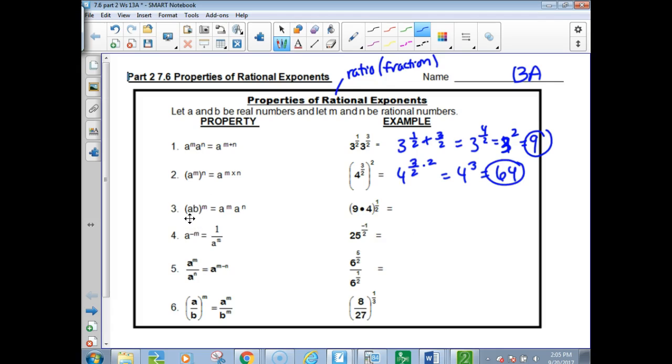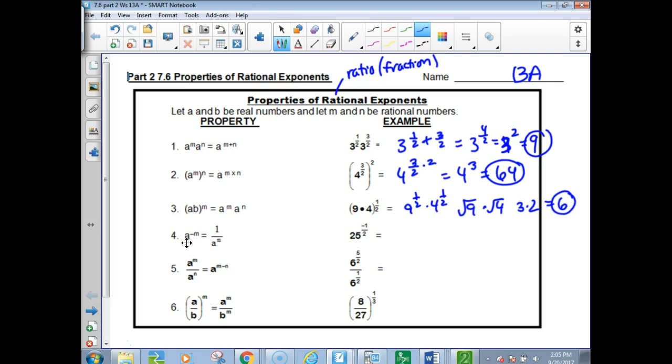The third rule is we have a product raised to a power. You apply the power to both terms within. So if I have 9 times 4 to the 1/2, I do 9 to the 1/2 times 4 to the 1/2. And that 1/2 exponent means square root, or the index is 2. The square root of 9 times the square root of 4, which would be 3 times 2, which is 6. Now you might say, well, why didn't you just multiply the 9 and the 4 and then take the square root? You can, okay, but I was just illustrating the property, right?